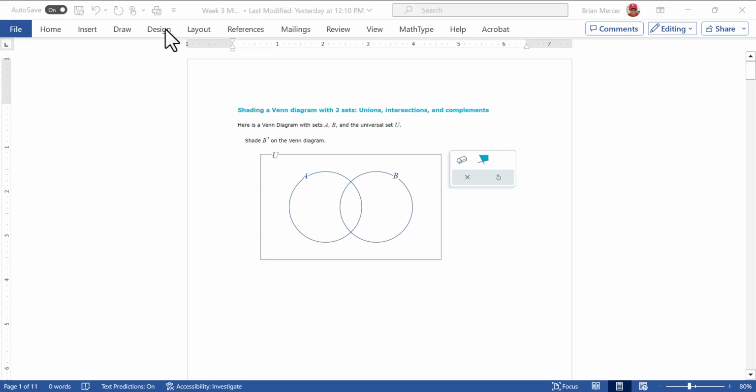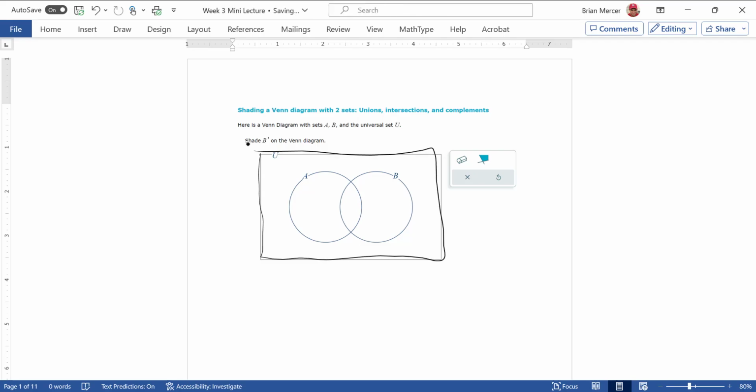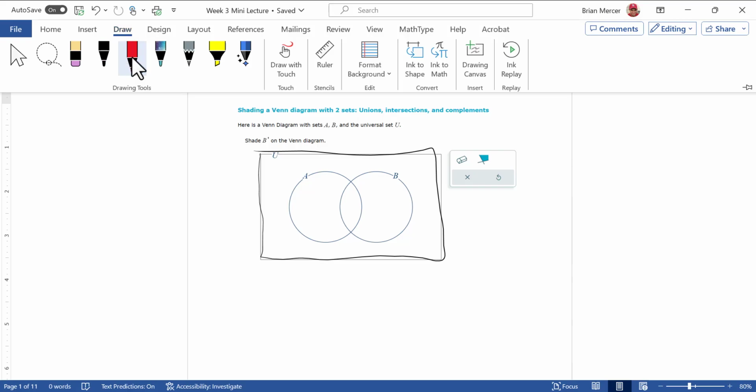First of all, let's make sure we understand this diagram. This box right here with the little U labeled on it is considered the universal set. Then we've got sets A and B inside the universal set, and they're represented by those two circles. In this case, we're specifically asked about this B prime right here.